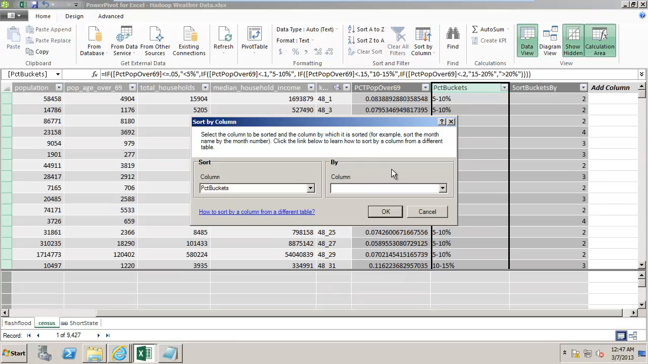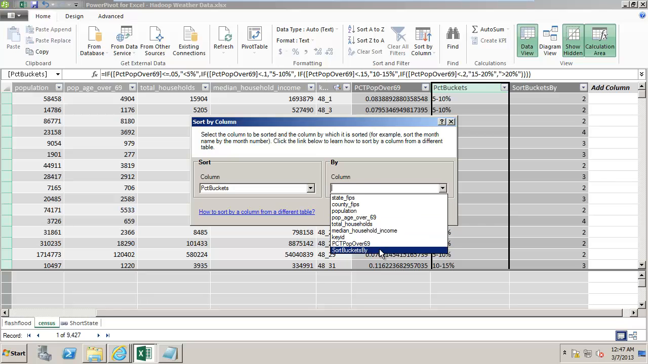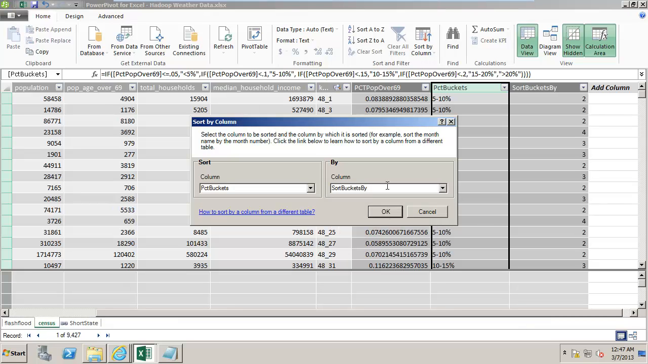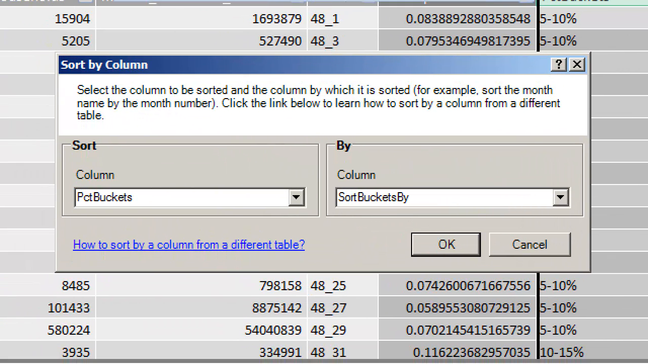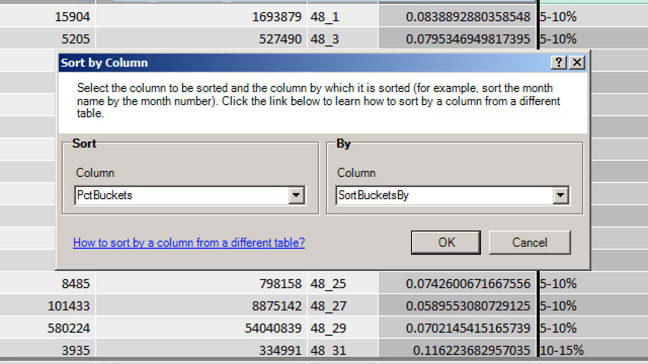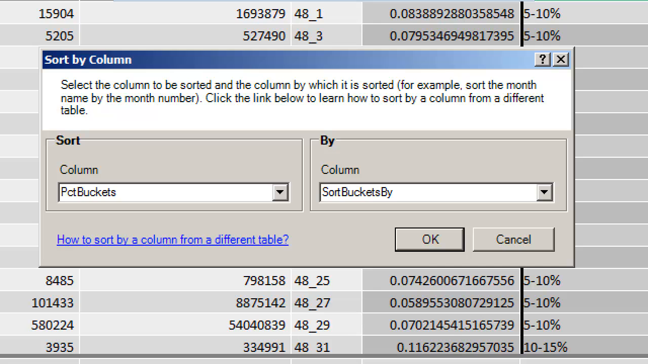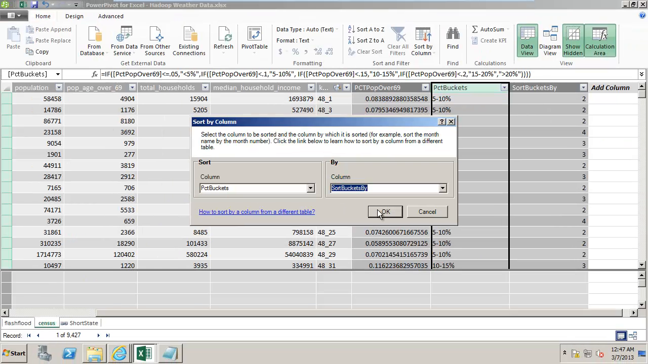So we could use sort by. In terms of percent buckets, because it's a text field, we could use another field in order to sort that data by. So we could sort it by another column if we chose to do that. So we'll come out of that at the moment.